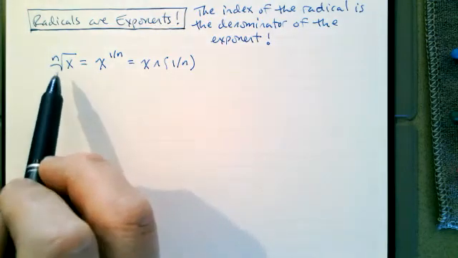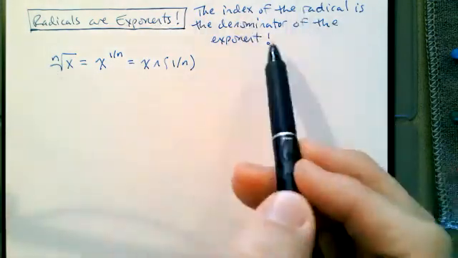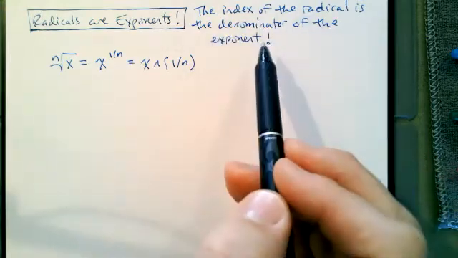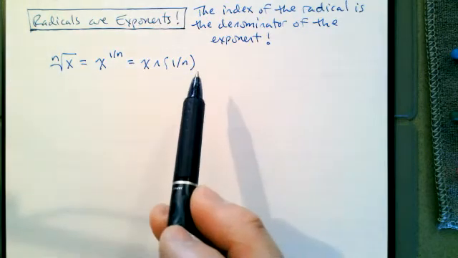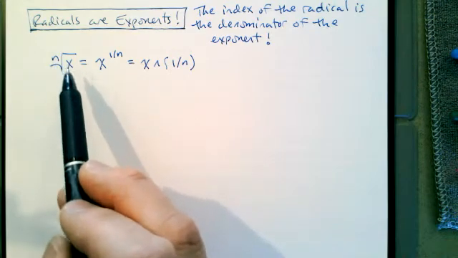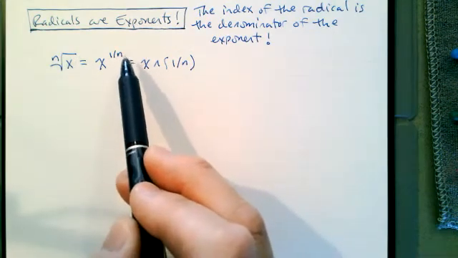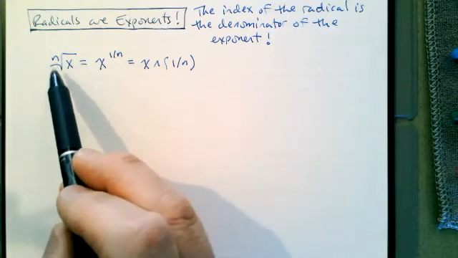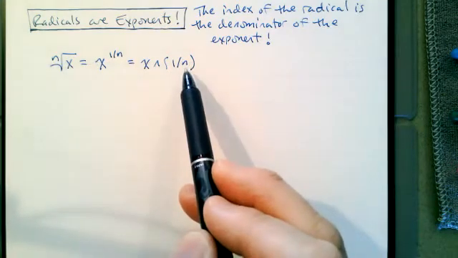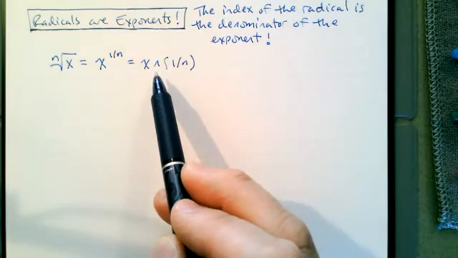So in general, the important thing, and so here's the idea, the index of the radical is the denominator of the exponent. This is the thing that I asked that you remember to learn how to say. These are the words that go along with these symbols. The index of the radical is the denominator of the exponent.